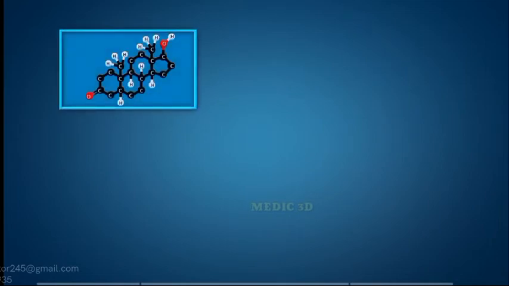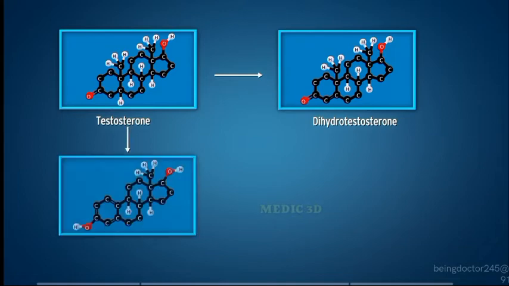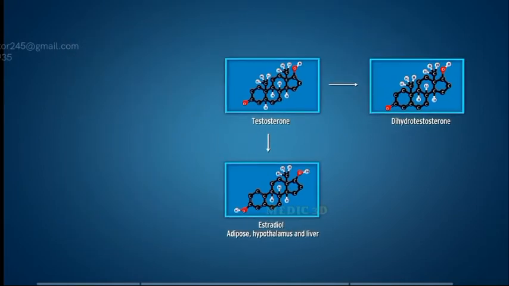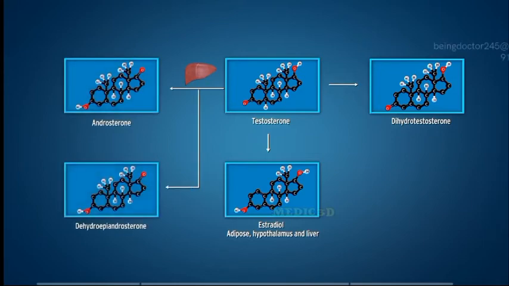In many target tissues, testosterone is converted into dihydrotestosterone, which is the most active form of androgens. Testosterone is converted into estradiol in tissues of adipose, hypothalamus and liver. A major portion of testosterone is degraded in the cells of the liver, where it is converted into androsterone and dehydroepiandrosterone, which are excreted through bile or urine.